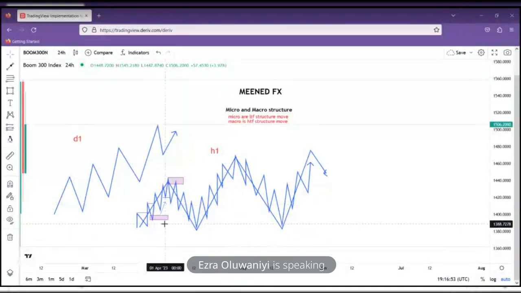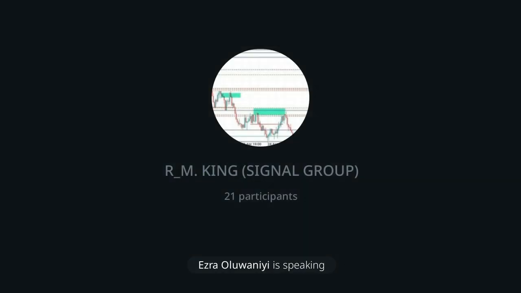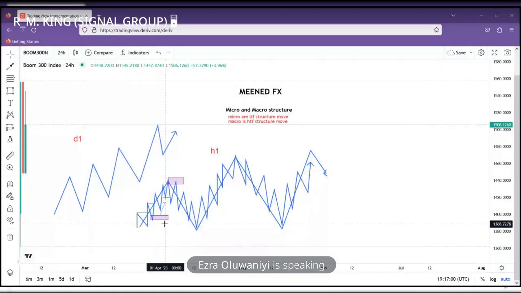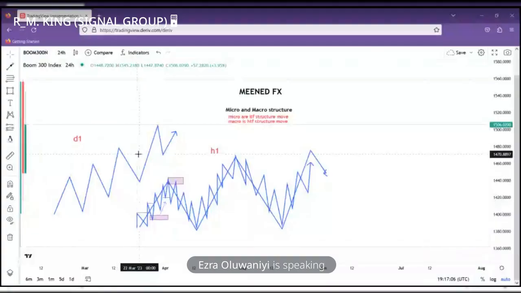You have to have a better understanding of structure. You need to definitely understand structure. All right, so let's go to the chart. Let's just go to the chart to see what I'm talking about.